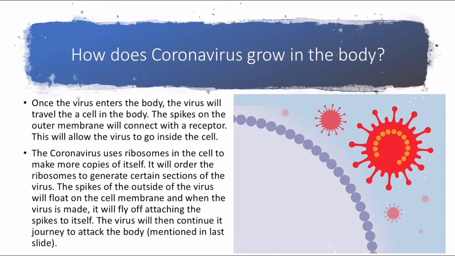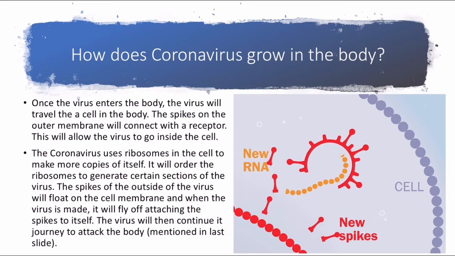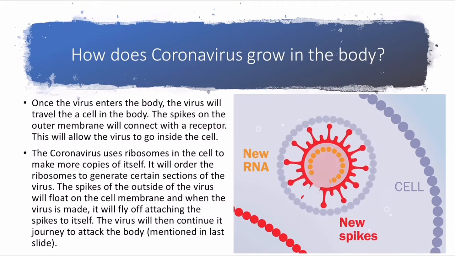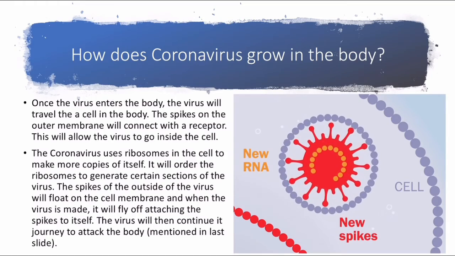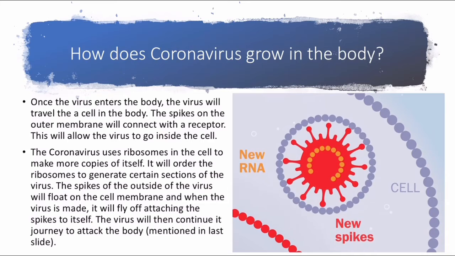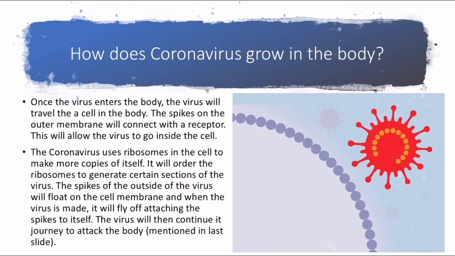The coronavirus uses ribosomes in the cell to make more copies of itself. A typical flu virus would go straight to the nucleus. It would order the ribosomes to generate certain sections of the virus, and the outside of the virus will float on the cell membrane, and when the virus is made, it will float off, attaching to the spikes, and then it will continue its journey to attack the body.